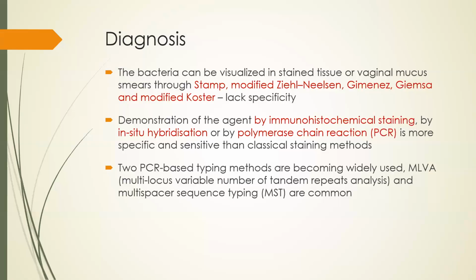The bacteria can be visualized in the stained tissues or vaginal mucus smears through the Stamp, modified Ziehl-Neelsen, Gimenez, Giemsa and modified Macchiavello stains. But we will see that some have sensitivity and specificity, while some lack specificity. Demonstration of the agent can be done by immunohistochemical staining, by in situ hybridization, or by polymerase chain reaction, which is more specific and sensitive than the classical staining methods.